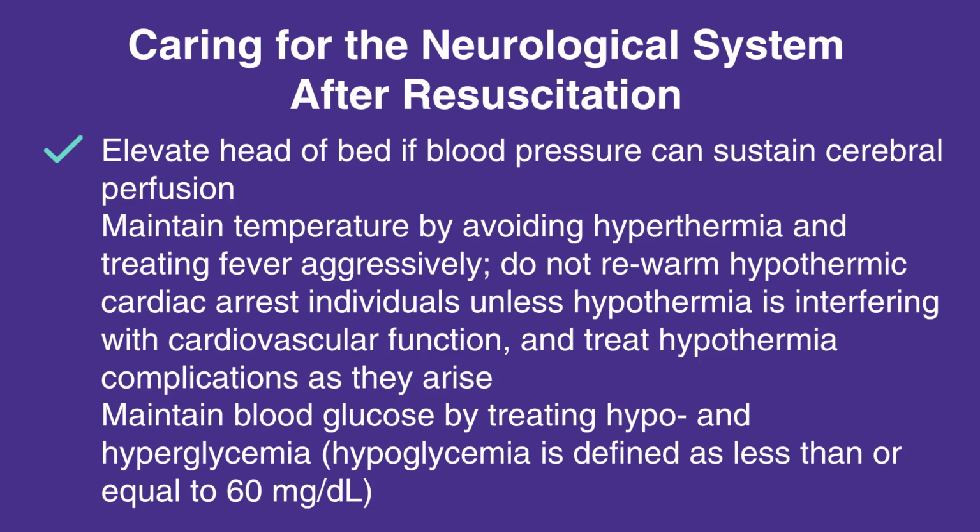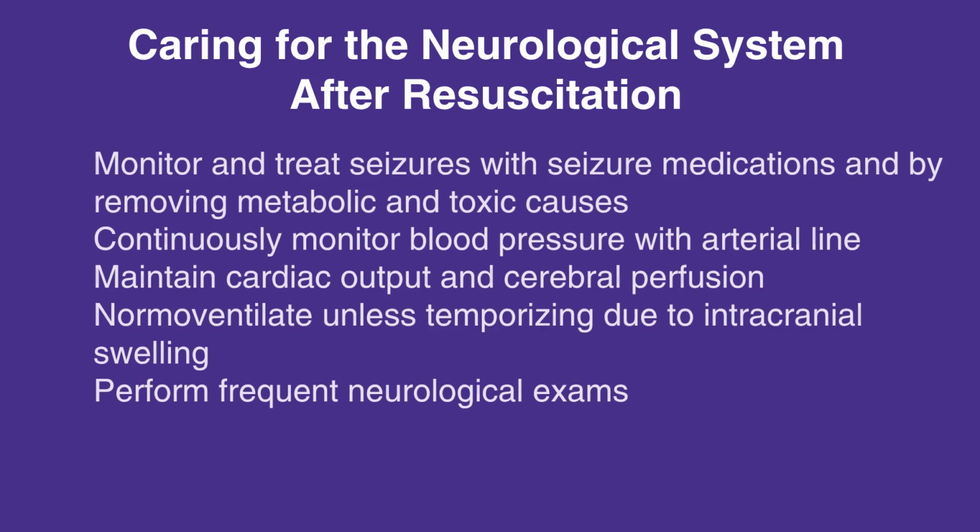Elevate head of bed if blood pressure can sustain cerebral perfusion. Maintain temperature by avoiding hyperthermia and treating fever aggressively. Do not rewarm hypothermic cardiac arrest individuals unless hypothermia is interfering with cardiovascular function, and treat hypothermia complications as they arise. Maintain blood glucose by treating hypo and hyperglycemia. Hypoglycemia is defined as less than or equal to 60 milligrams per deciliter. Monitor and treat seizures with seizure medications and by removing metabolic and toxic causes.